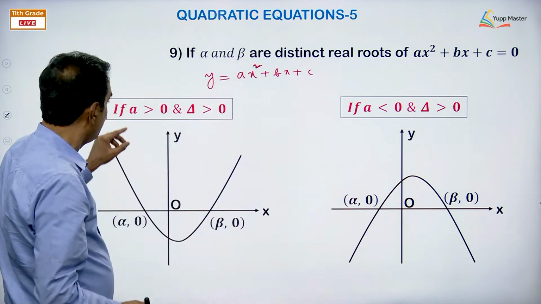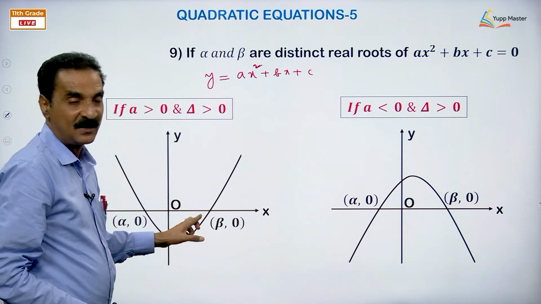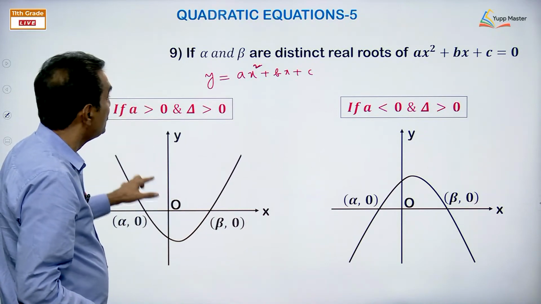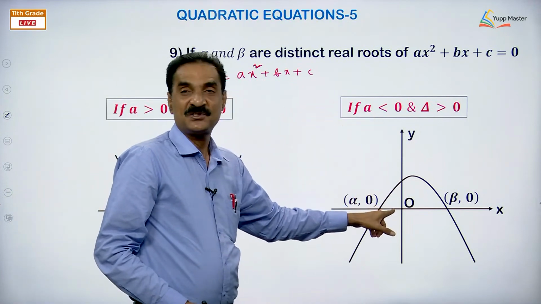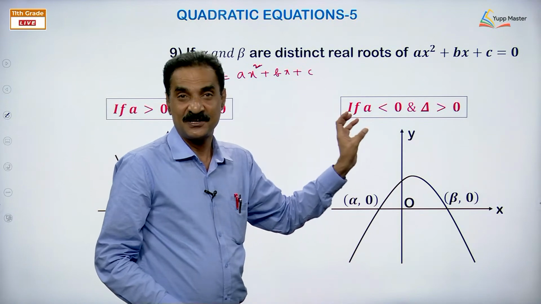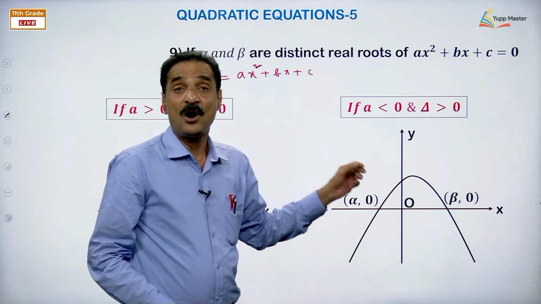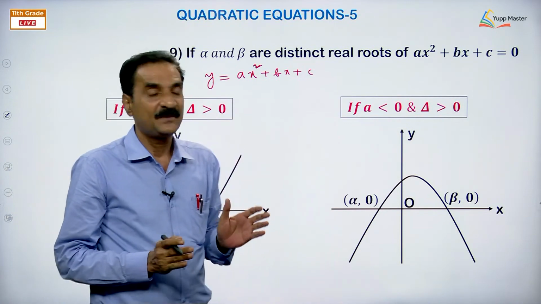So, when a is positive, y is negative when x lies between alpha and beta; when a is positive, the value of the expression is negative. When a is negative, the expression is positive. So, a and y will have opposite signs when x lies between the roots.